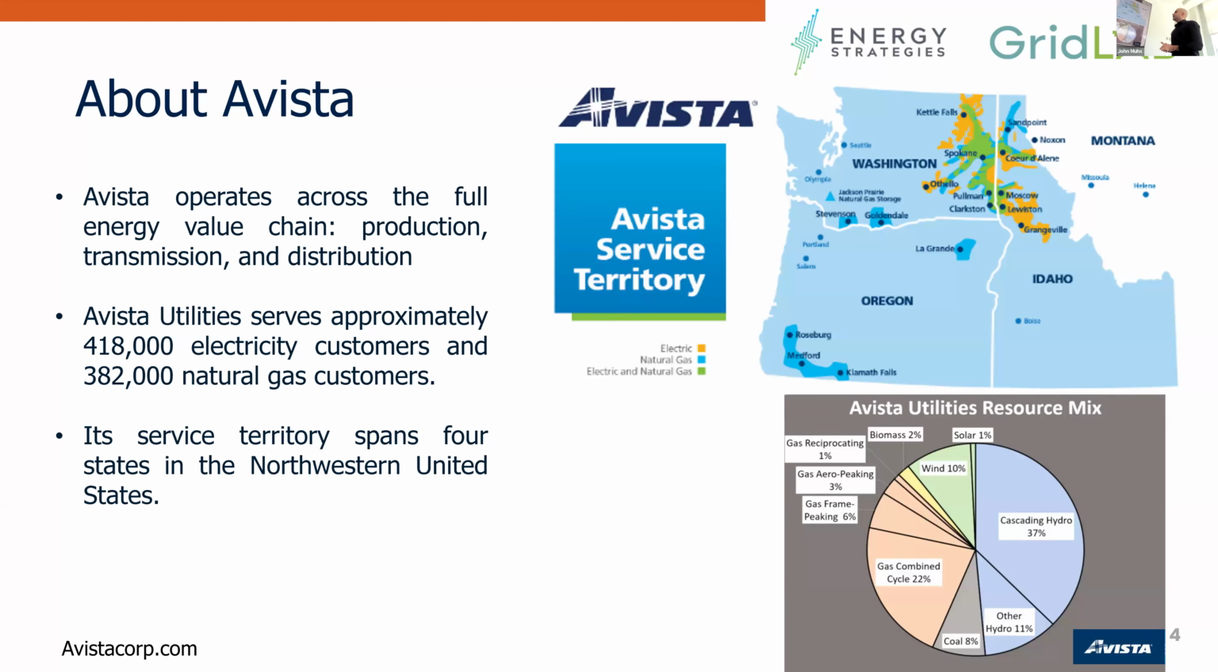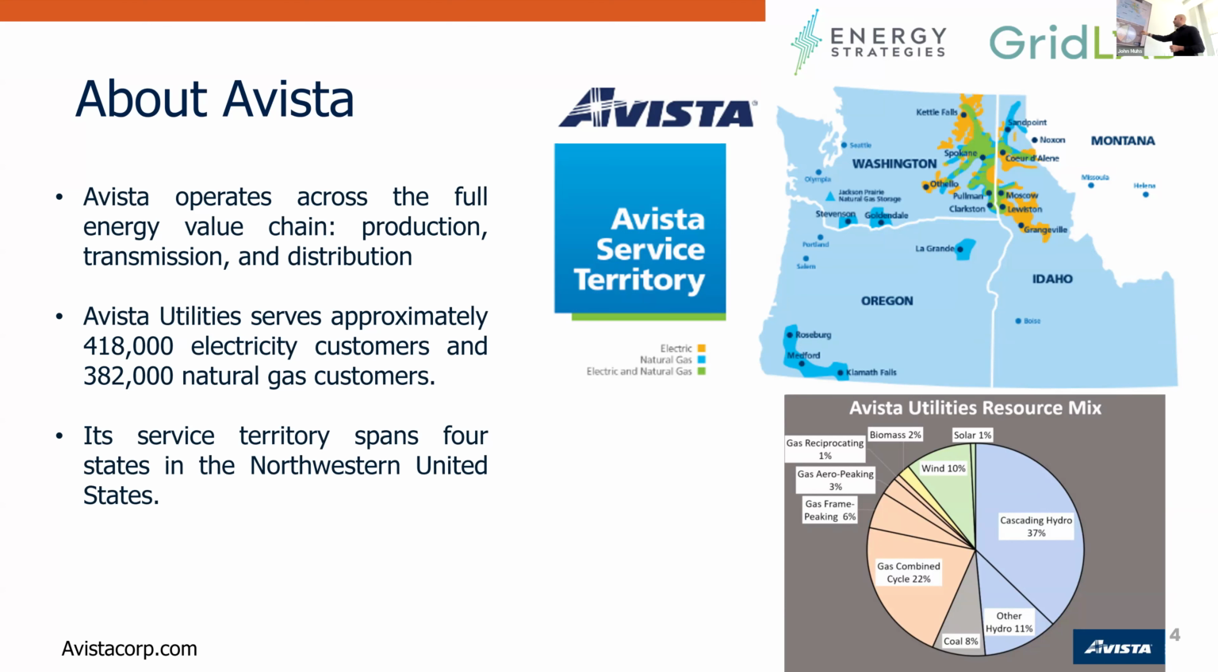So as you can see here, Avista operates across the full energy value chain, including production, transmission, and distribution. It serves approximately more than 400,000 electricity customers and also about 380,000 natural gas customers. Its service territory spans 4 states in northwestern United States, as you can see here in the map.